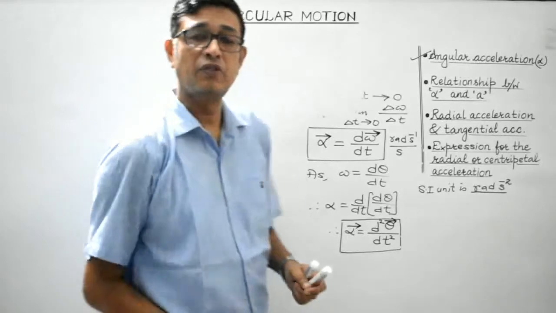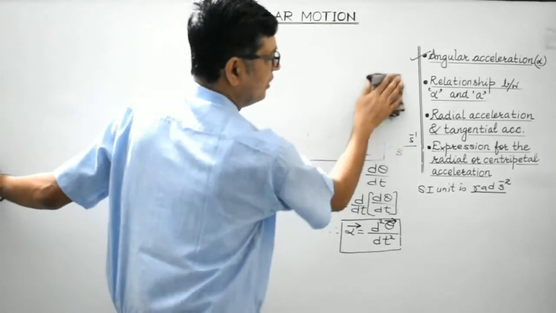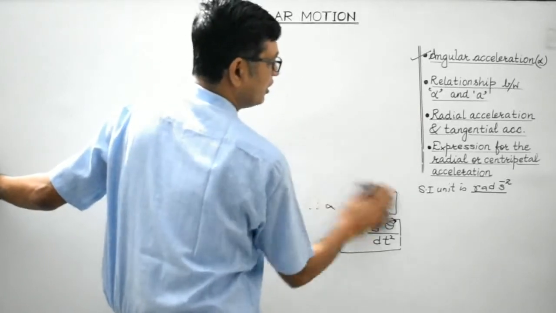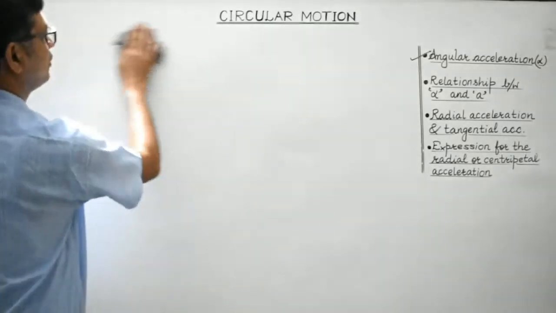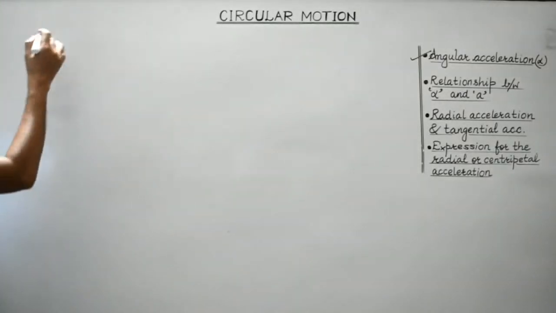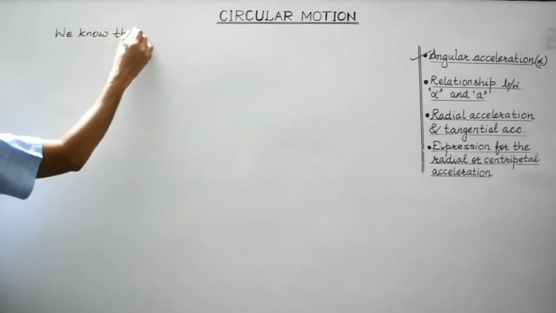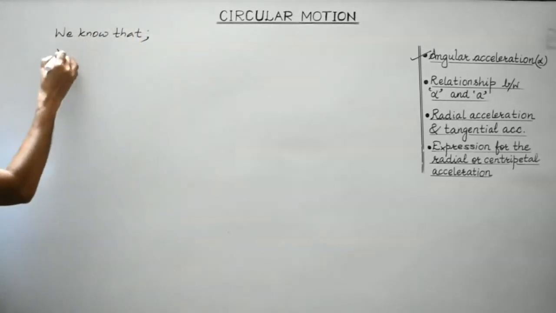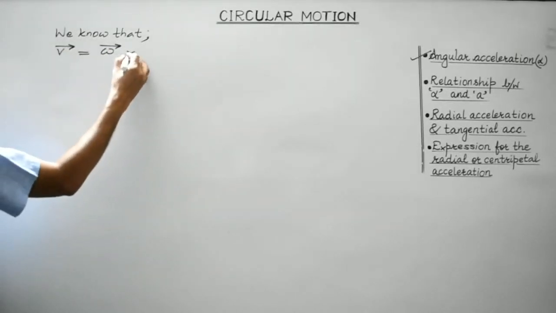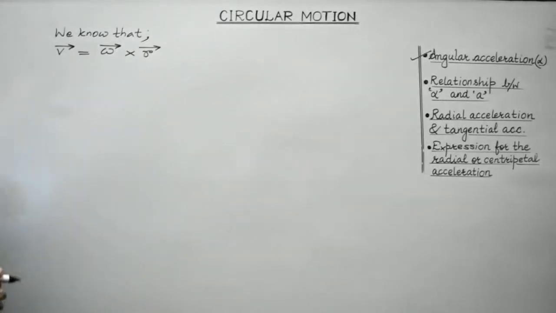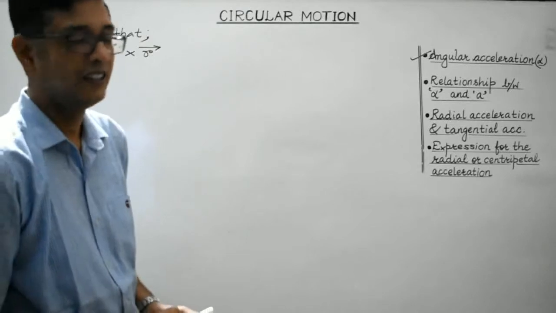For this, students, we will make use of the previously obtained result. We are already aware of the relationship between the linear velocity and the angular velocity, right? Let's make use of that particular relationship. So we know that in vector form, linear velocity is given by omega vector cross r vector. We are aware of it, right? So this is the cross product or the vector product.